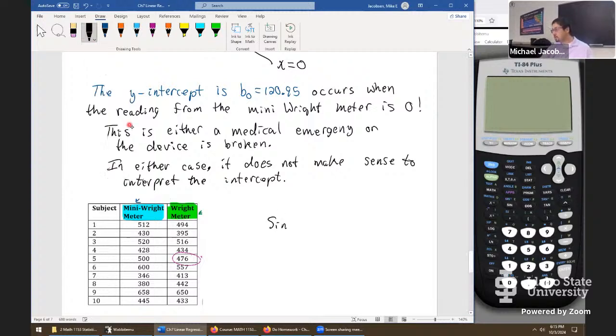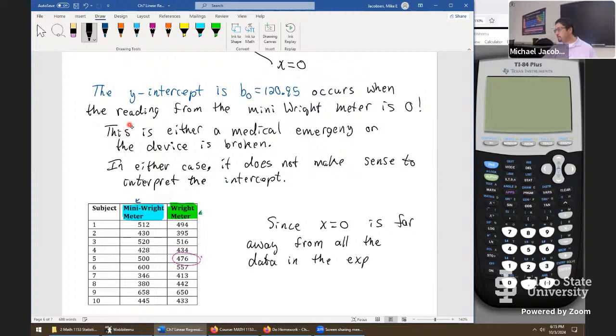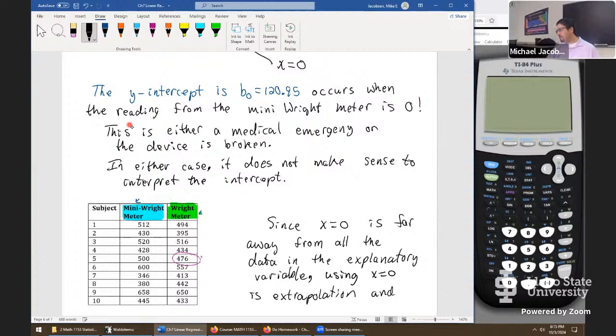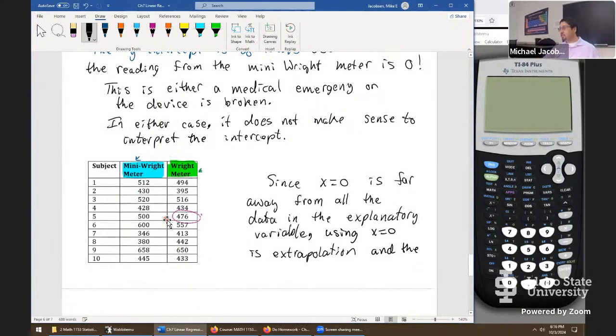Since x equals 0 is far away from all the data in the explanatory variable, using x equals 0 is extrapolation, and the result should not be trusted.